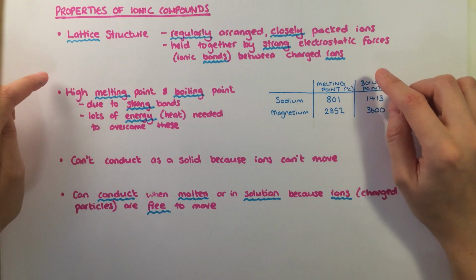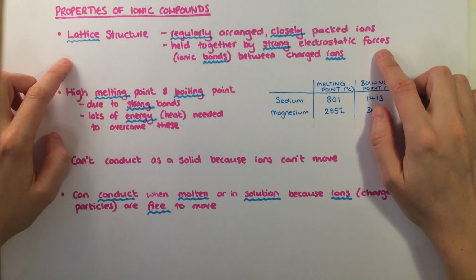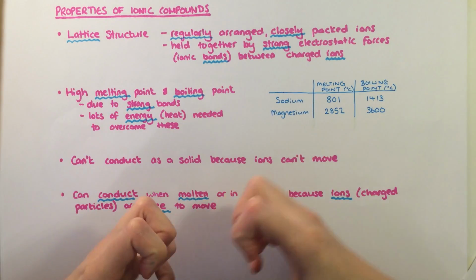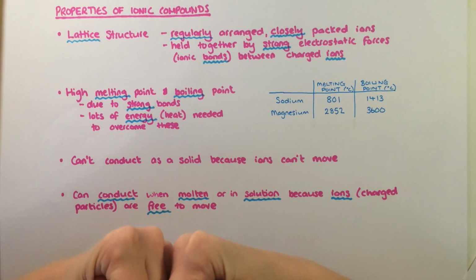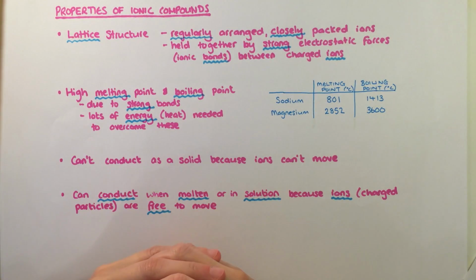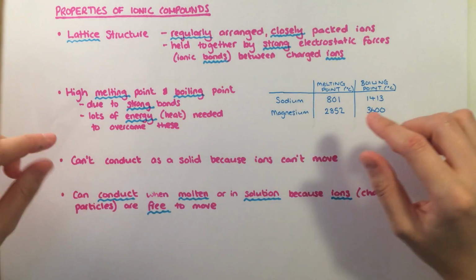Ionic compounds have a lattice structure. This means the ions are arranged in tightly packed regular formation. As discussed, they are held together by electrostatic forces or ionic bonds between oppositely charged ions.